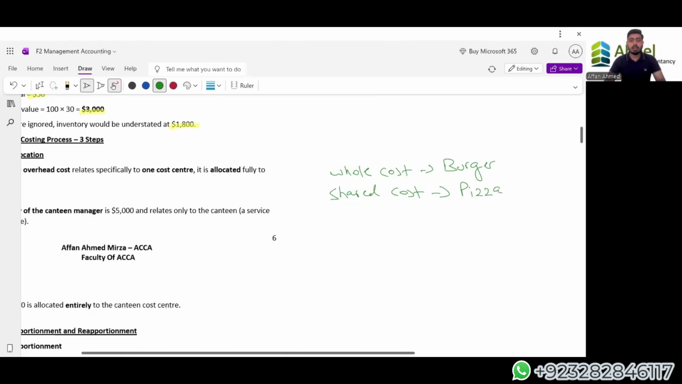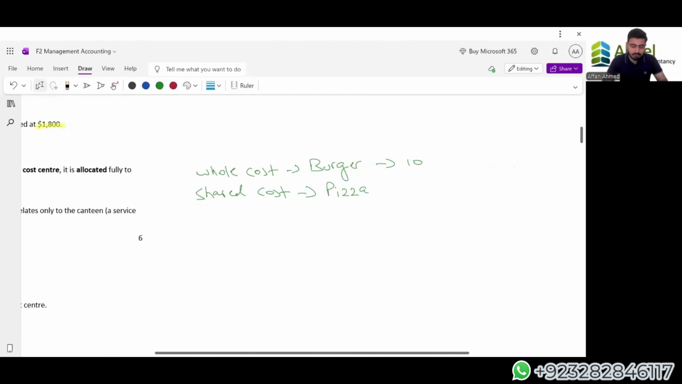Now, why am I giving you these examples? This example is going to help you understand how a whole cost is allocated and how a shared cost is allocated. Understand one thing: if a person is eating a burger for himself and it costs him 10 rupees, obviously he is the person who's going to bear the complete cost, right? So we are not going to assign this cost to any other person or department. This is a complete allocation of cost. We allocate this cost to the person who has consumed the complete burger, right?